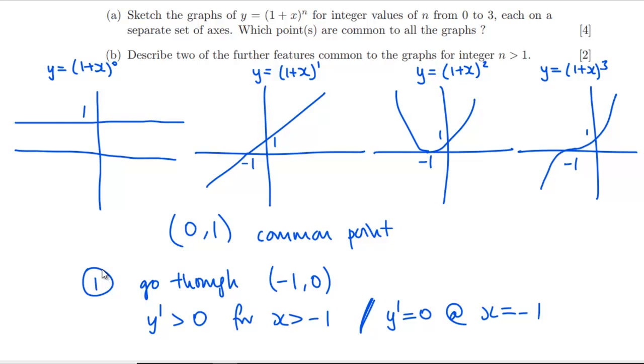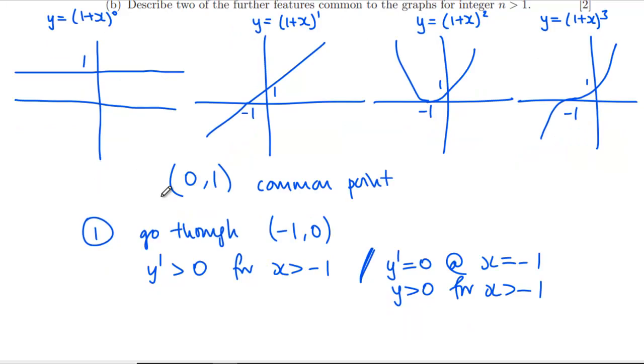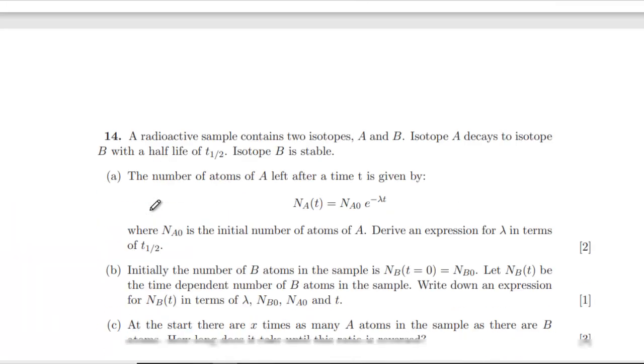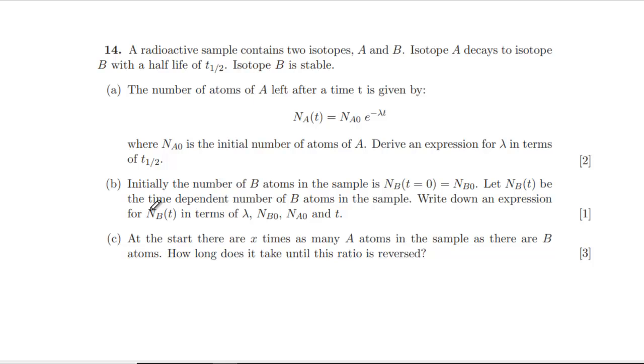I suppose these are common features. They're not particularly exciting common features, but y is going to be greater than 0 for x greater than minus 1. I mean, they're all going to have those features about them. None of them are that exciting, but anyway, that will do. I don't know what else to say about that last part. They're certainly common features, so that should be enough to get marks.